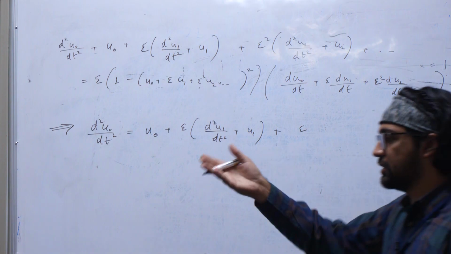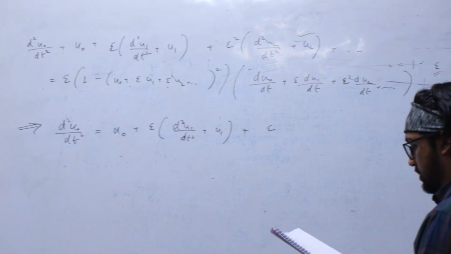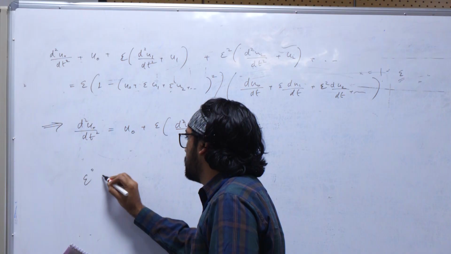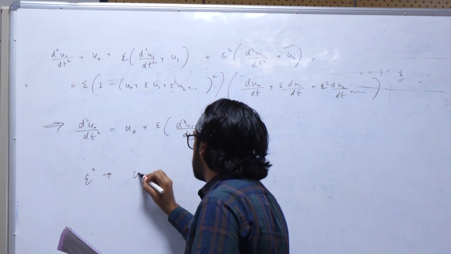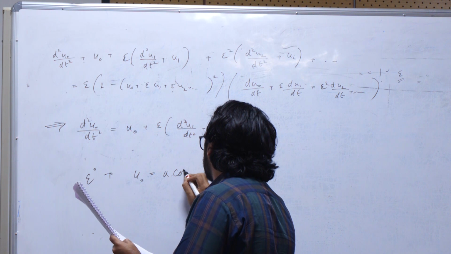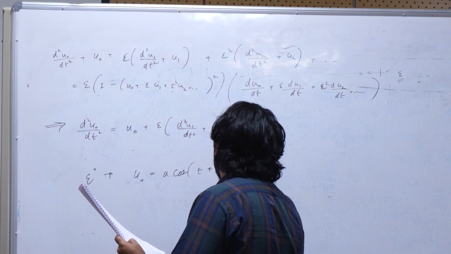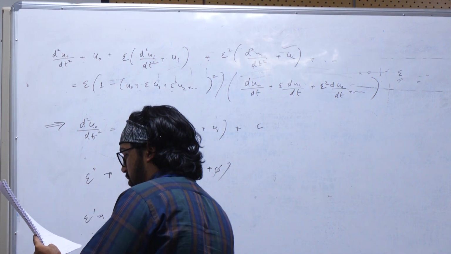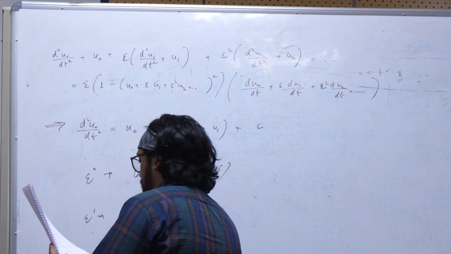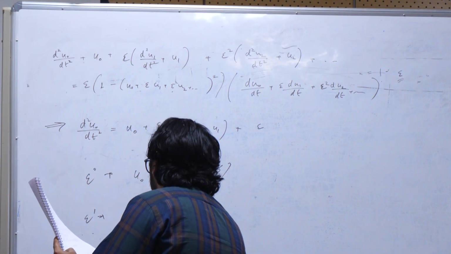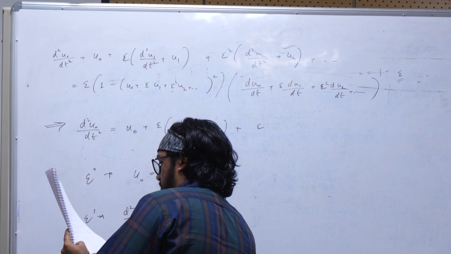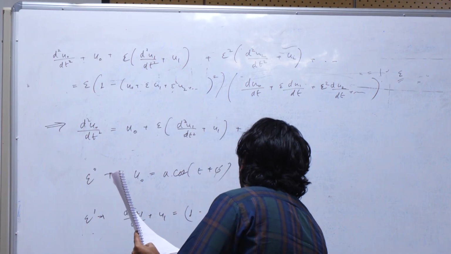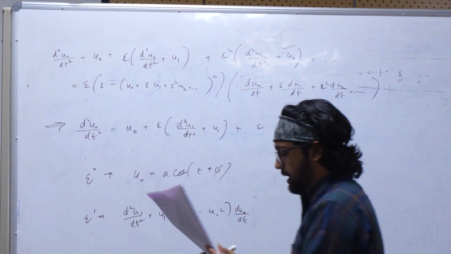Basically I'm just substituting, that's what I want to say. If you do the substitution, what you get at epsilon naught is the same equation as the linearized problem, which is u naught equals a cos of t plus phi, right? And at the first order, what we get is d square u1 by dt square plus u1 equals 1 minus u0 square times du naught by dt, and we just substitute the terms.